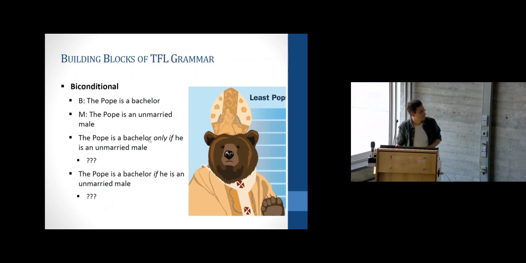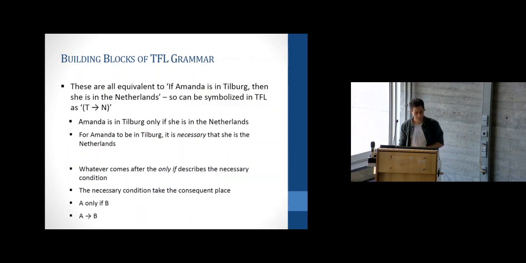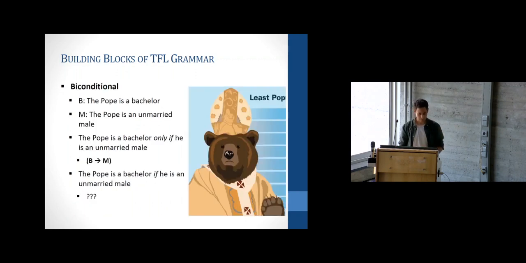The Pope is a bachelor only if he's an unmarried male. Okay, so the only if is the tricky part. What did we say? Only if B, the B comes as the consequent, right? So the unmarried male will take the consequent place.